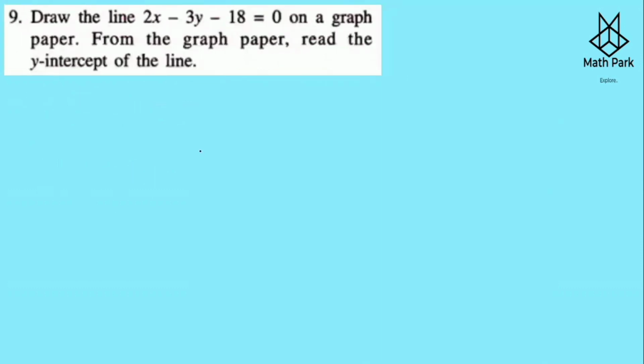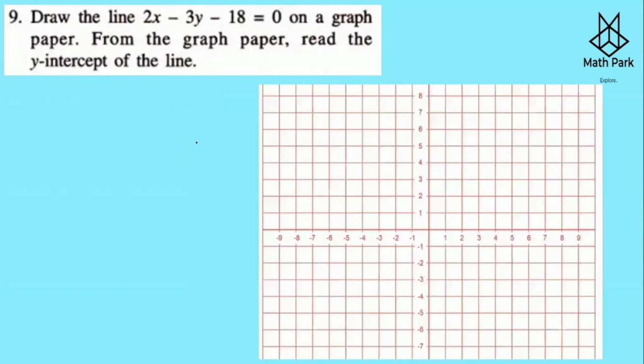Next question, draw the line 2x minus 3y minus 18 is equal to 0 on a graph. And from the graph, read the y-intercept of the line. So let us plot the points again here. So 2x minus 3y minus 18 is equal to 0. So we get 2x minus 18 is equal to 3y. So taking this 3 over here, you get y is equal to 2 upon 3 x minus 18 upon 3, which is 6. Let us draw the table here, x and y.